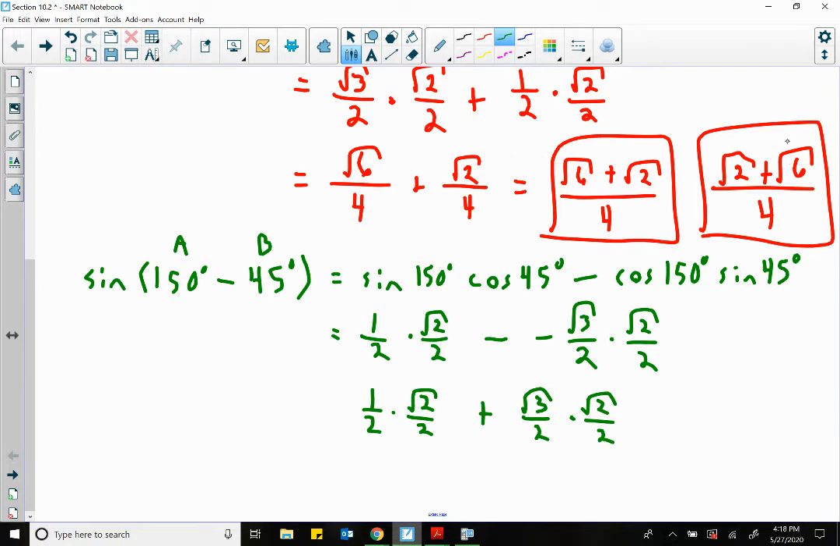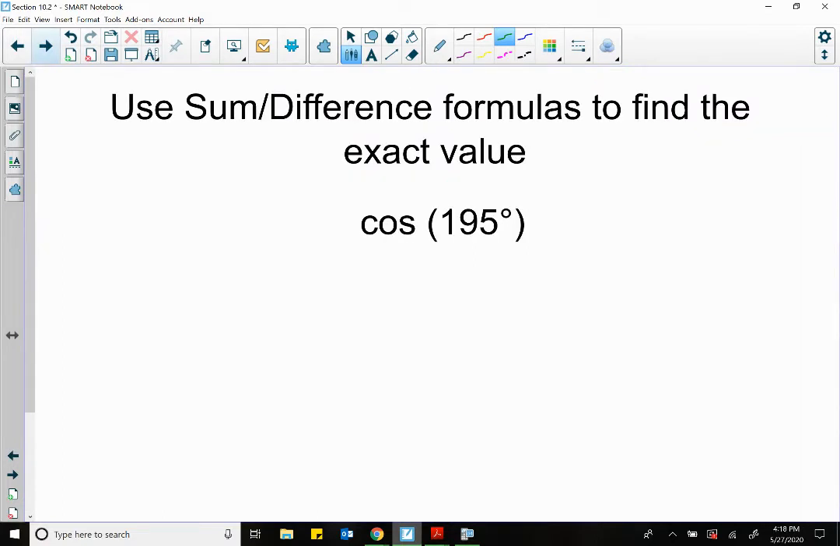This is why I also said this answer is A-OK as well, because that's the way this answer is going to come out. It's going to come out with the square root of 2 in front plus the square root of 6 in the back. Okay? Same answer. It didn't matter whether you did addition or subtraction. All right. Your turn. Go.